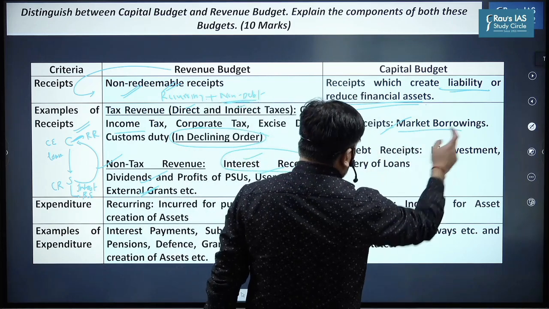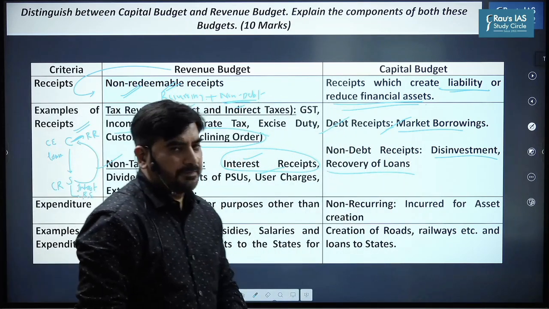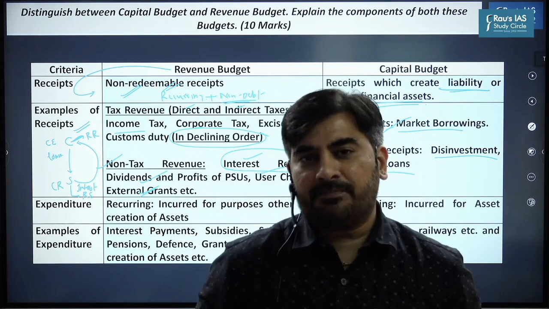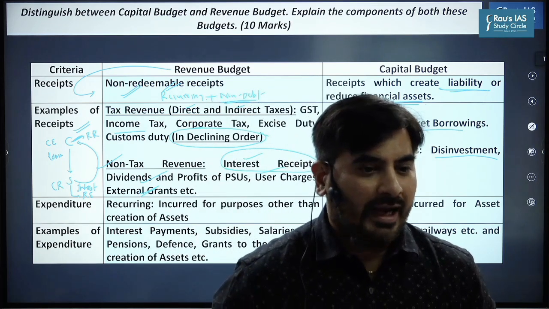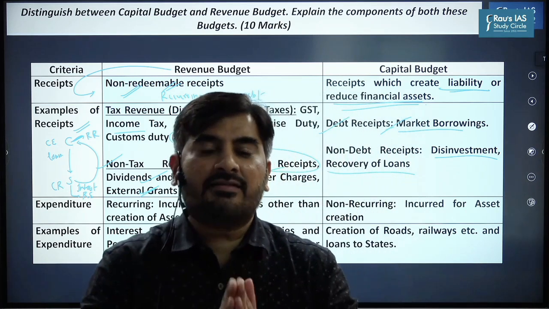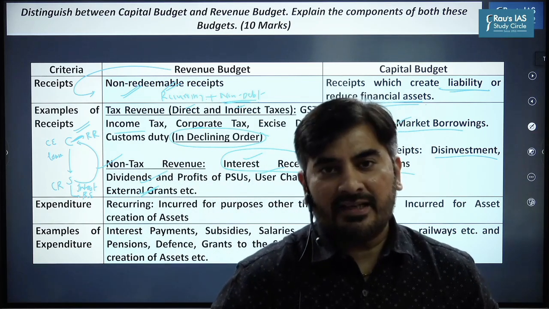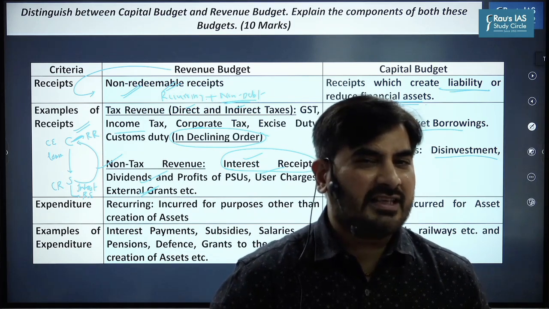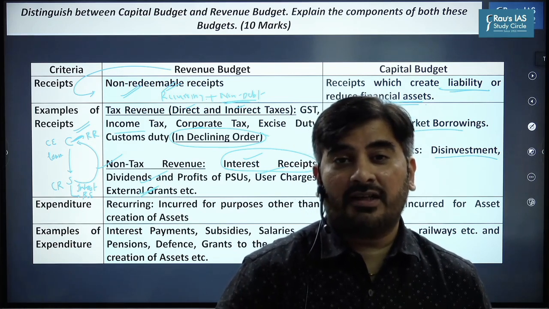Debt receipts such as market borrowings, disinvestment, recovery of loans, and so on. Now coming to revenue expenditure. What is revenue expenditure? Expenditure which is recurring in nature. That is, the government is spending money every month, every year, and so on. And this expenditure is mainly spent for maintenance related purposes. For example, revenue expenditure would include the interest payments of the government, subsidies, salaries and pensions, defense expenditure, that is maintenance of defense, and then grants to the states for the creation of assets.